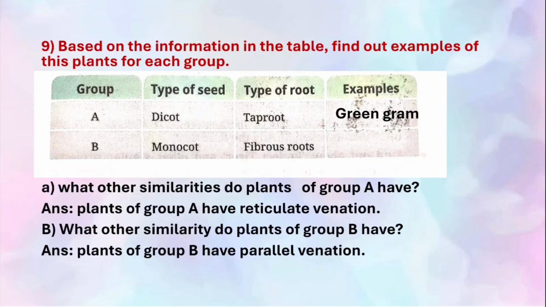If we see the example, group A, type of seed is dicot, type of root is taproot, so the example is green gram. Group B, type of seed is monocot, type of root is fibrous, example rice or wheat.